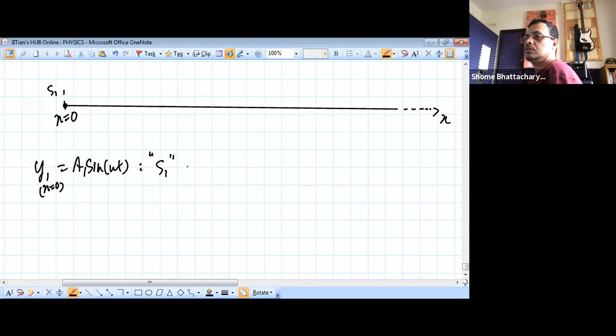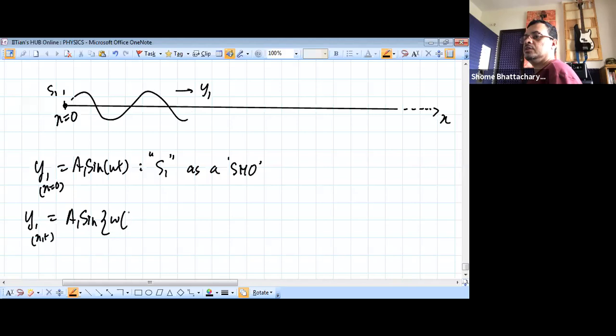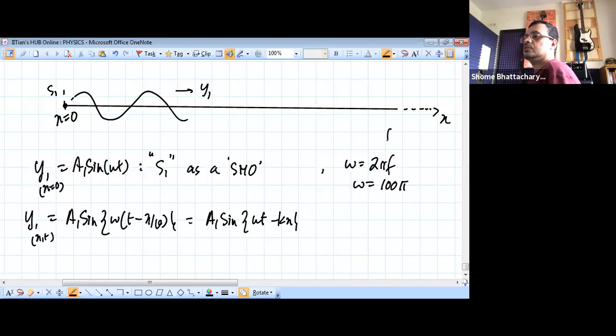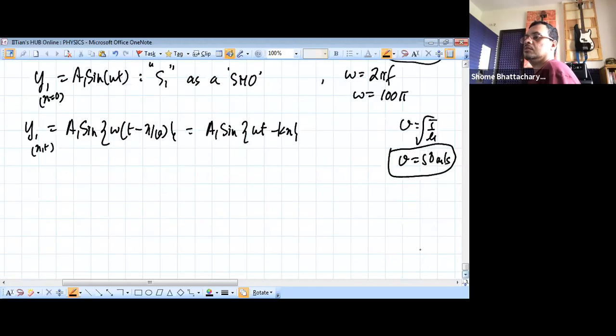So this is the source S1 as a simple harmonic oscillator. The wave it is now creating is, let's say, Y1. So Y1 as a function of x and t will become what now? It will become A1 sine omega into t minus x by v, or A1 sine omega t minus kx, where omega, by the way, is 2 pi f. So that is over here 100 pi. And because f was 50 hertz, the speed with which this is traveling is square root T by mu, which when you work out will be 50 meters per second. So k will become 2 pi radians per meter, or lambda will become 1 meter.